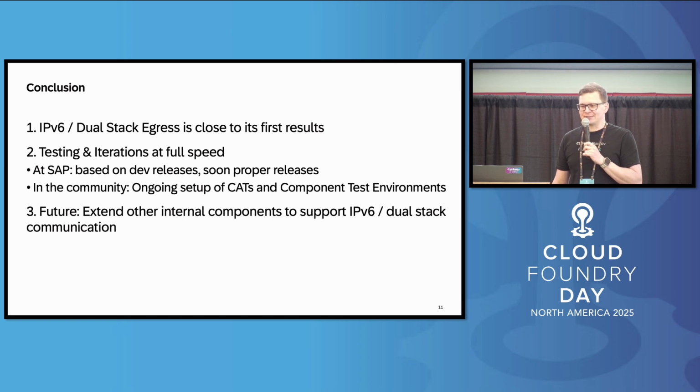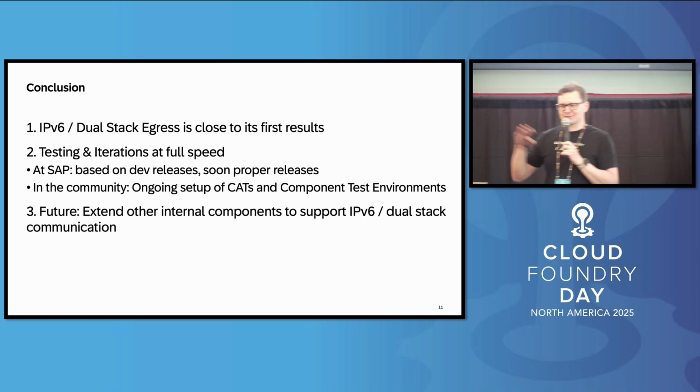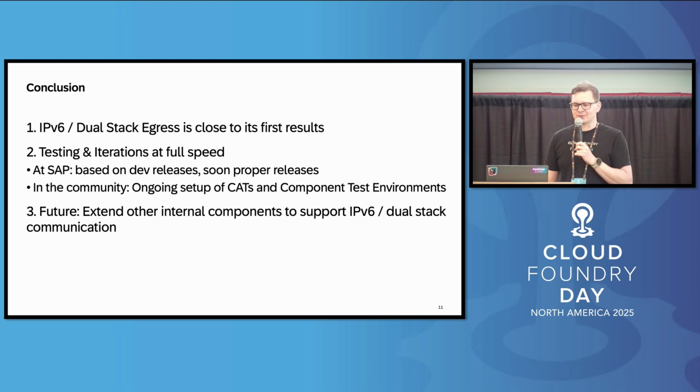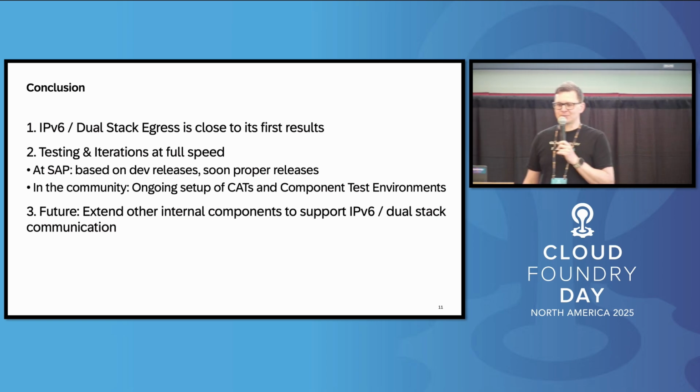Wrapping up. The dual stack egress part, when I say IPv6, I always mean dual stack. We don't get rid of IPv4. We do both at the same time. But it's close to having its first results. We need that pretty soon. And I think in the community, we'll also be able to show something pretty soon, because testing iterations are also going at full speed.